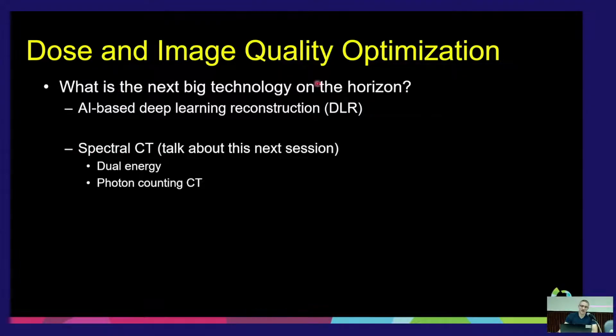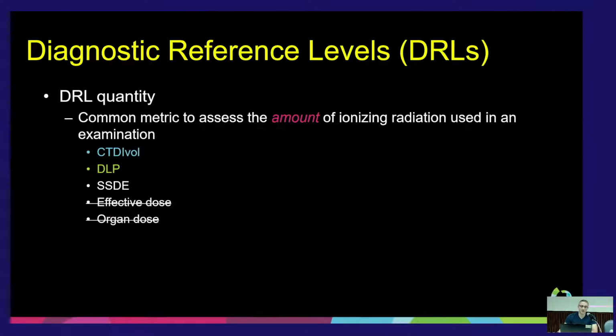So I asked this question at the very top of this slide: what are the next two big technologies on the horizon? AI and probably moving more towards photon counting, besides just dual energy, but spectral CT in general. Those are kind of the future, the upcoming decade is probably going to bring these two technologies more into focus for us.